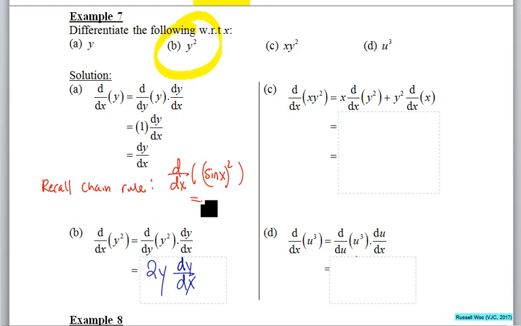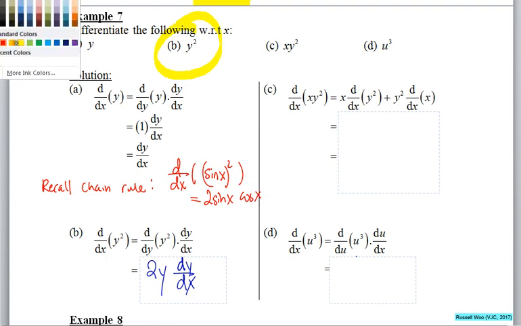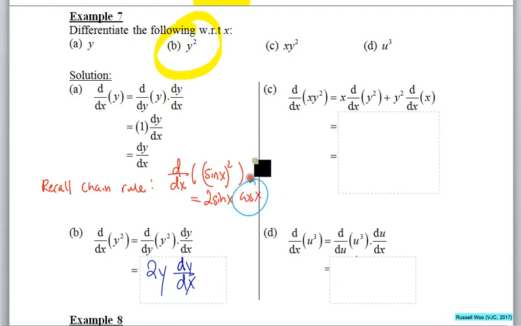How do I differentiate sine x whole thing squared? You know how to differentiate x squared, so obviously you get 2 sine x. Then after that, what do you do? You multiply by the differential of sine x. Follow what I'm saying? So therefore, you will get 2 sine x cosine x. What is cosine x here? This is differentiating sine x with respect to x, correct? So it's the same idea.